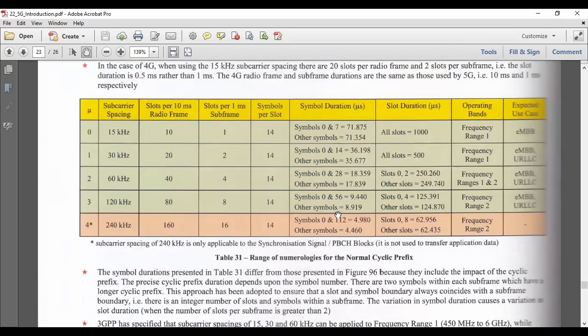Okay. But the slot size is now a little different. For 15 kilohertz, we had two slots in every subframe, so in total we had 20 slots. But in this case, you have 10 slots. This difference is used because for all numerologies, the number of symbols per slot has been kept fixed.